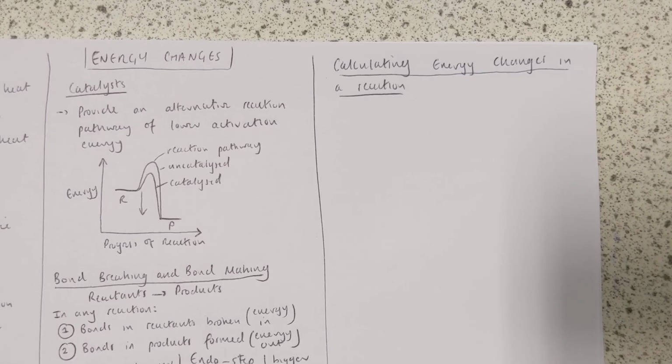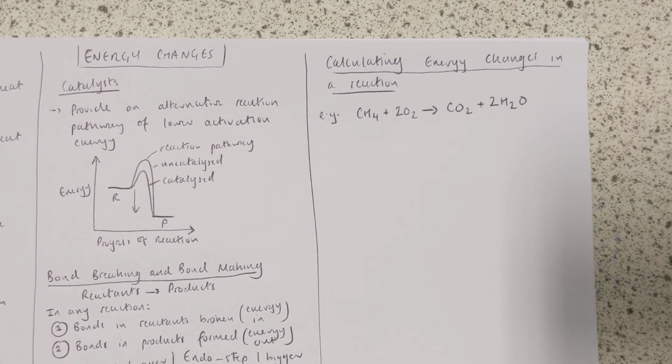The final section of this topic is a calculation that you need to be able to do to work out an actual value for the energy change of the reaction, whether that is an endothermic or an exothermic reaction. It's easiest if we explain this using an example directly. We're using the same equation we looked at in the last section. Methane plus oxygen goes to carbon dioxide plus water.